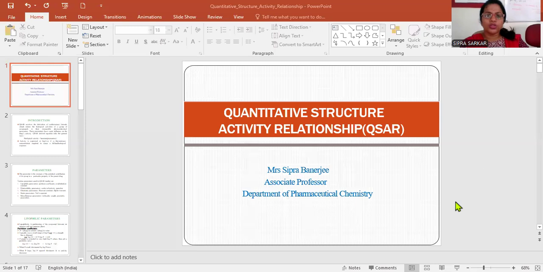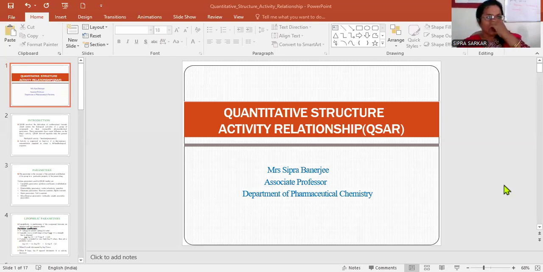So I think the screen is visible to everyone. Okay. Now we should know the quantitative structure activity relationship. According to medicinal chemistry, we are dealing with the structures of different chemicals. According to the structure, there are different substituents and different functional groups, and they have a particular pharmacological activity. But depending upon the different substituents, the structures are changing, and whenever any substituent is changing, their pharmacological activity is also changing.